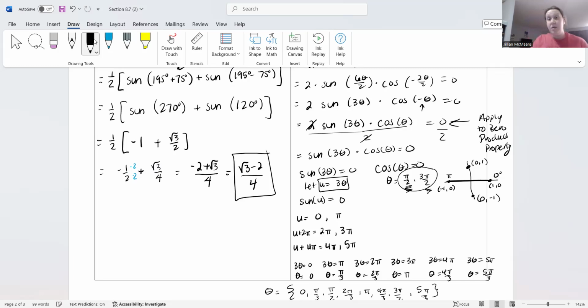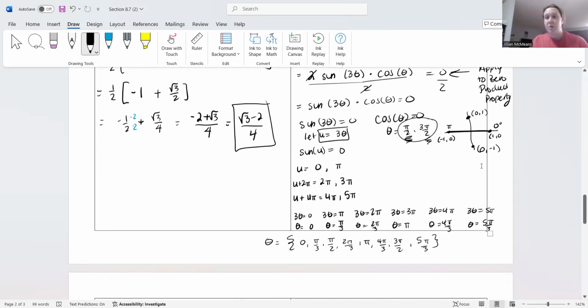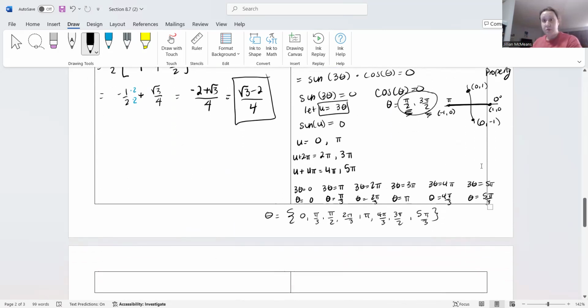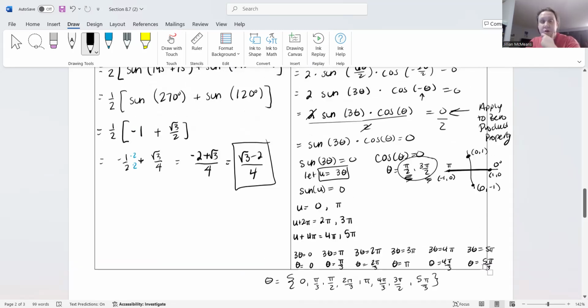So those were all of the solutions to this initial equation of sine of 2 theta plus sine of 4 theta equals 0. Okay, so we had to convert the sum to a product, and then we were able to apply the zero product property, and that gave us the ability to solve this equation. Okay, so kind of messy, a little bit involved for sure. You get a whole bunch of solutions, but not the worst problem ever. Okay, so there you have it.